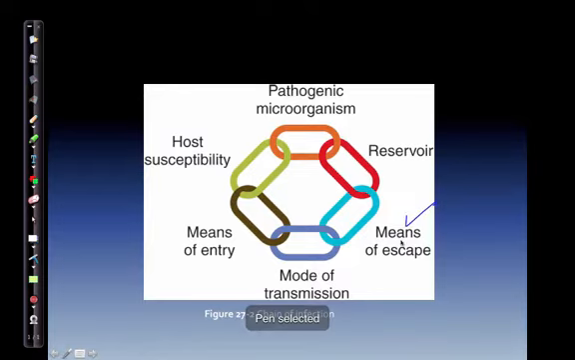Means of escape, a place of exit for the microorganism to leave the reservoir. Mode of transmission, the method of transfer by which the microorganism is carried from one place to another. A means of entry, and this would be in the person's body, a portal allowing the microorganism to enter into the host. And then last but not least is host susceptibility. A person who cannot resist the invading infection would be a susceptible host.